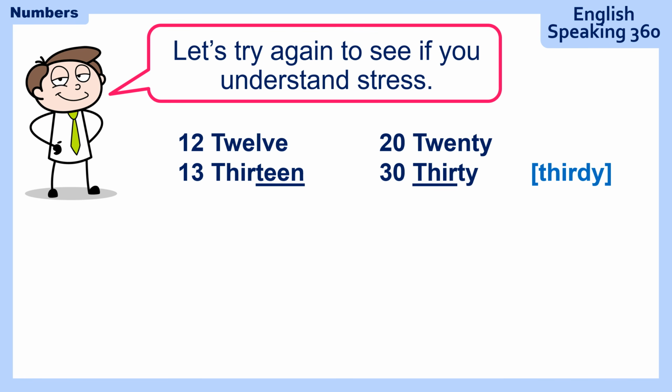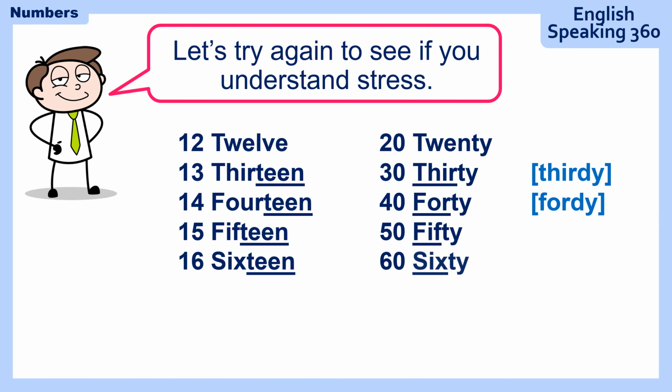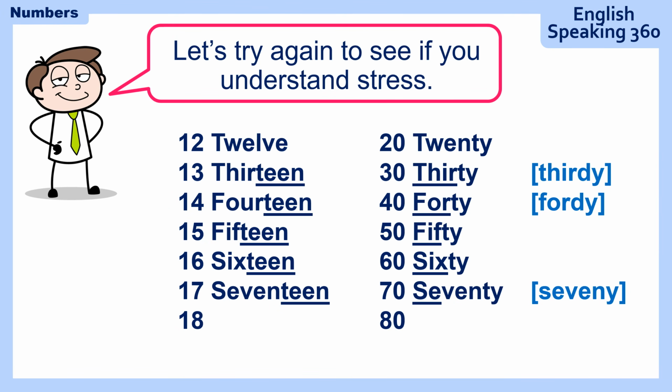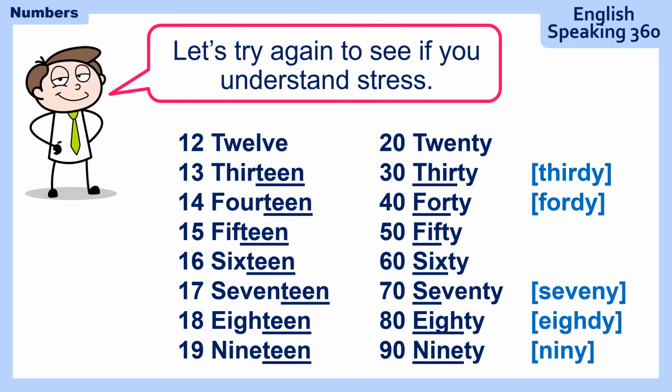So let's try again to see if you understand stress. How about these two? The first one, 14, 40. 15, 50, 16, 60, 17, 70, 18, 80, 19, and 90. There you have it. You see, every time you have a bigger number, the stress is on the first syllable. If you have a smaller number with teen, the stress is on the second syllable.